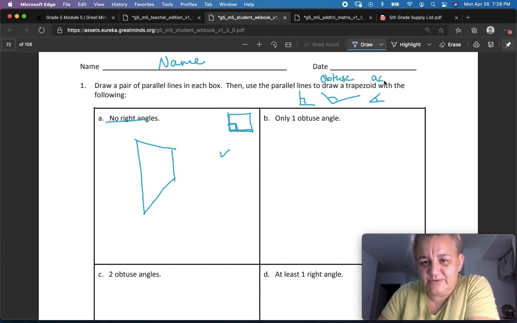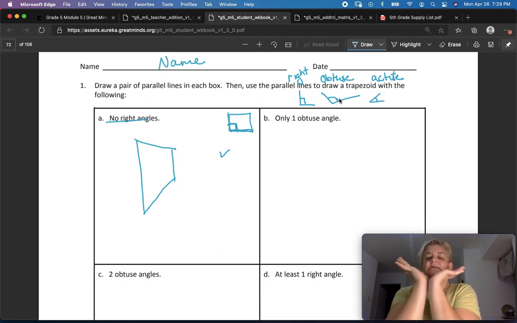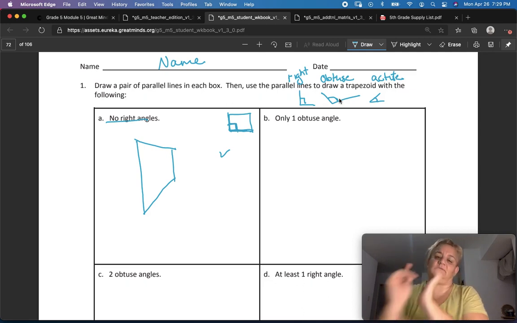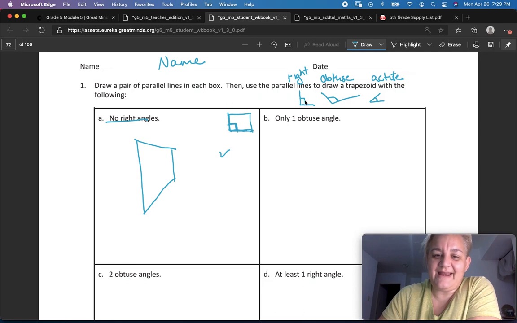This is acute. And this is a right angle. Do you remember this from 4th grade? Okay, so obtuse is big, and acute is little. It's a cute little thing, and obtuse is a big thing, okay? So a right angle is 90 degrees, obtuse is bigger than 90 degrees, and acute is smaller than 90 degrees. So only one obtuse angle.